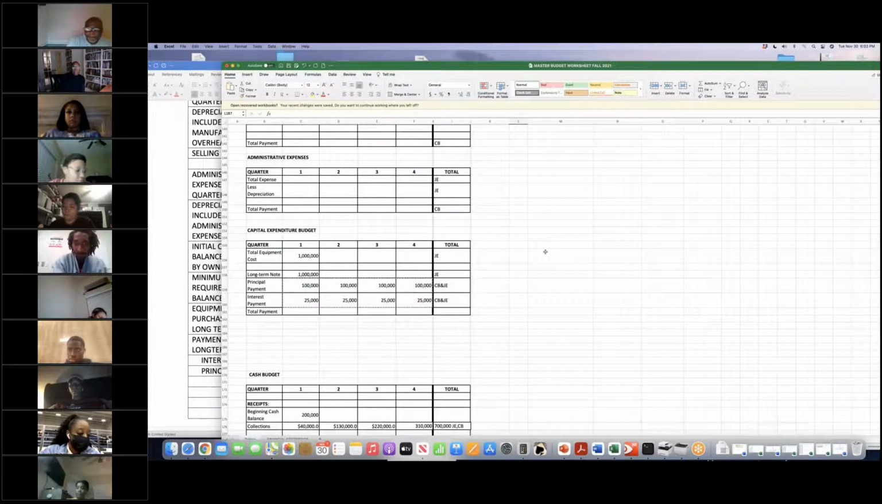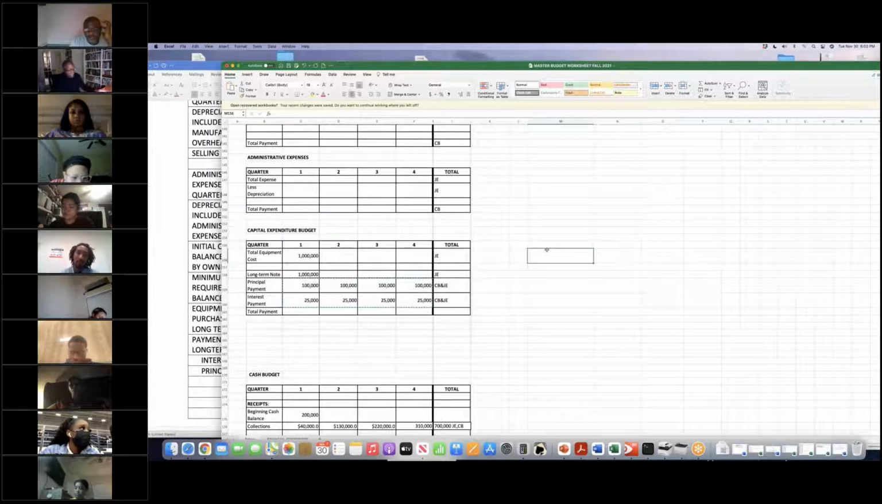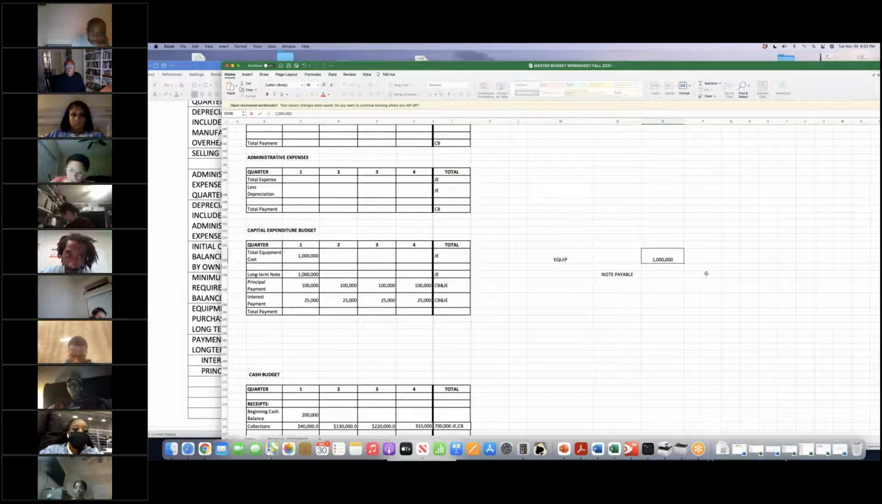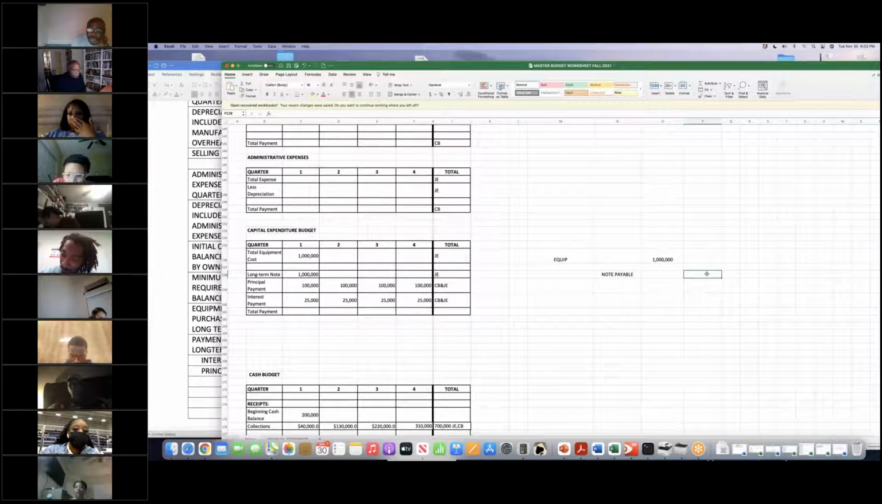So we're in M. When we buy the equipment, we would debit equipment and we would credit note payable for $1 million. But because it does not involve cash, it's not going on the cash budget, but we're making this entry. So I skipped a line there.